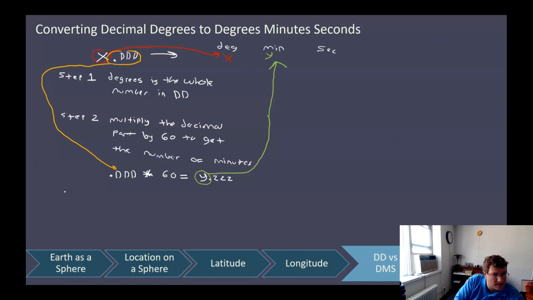And then step 3: multiply the decimal part of step 2 to get the number of seconds.